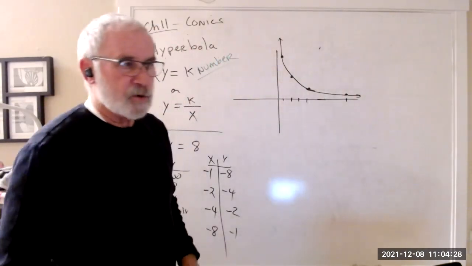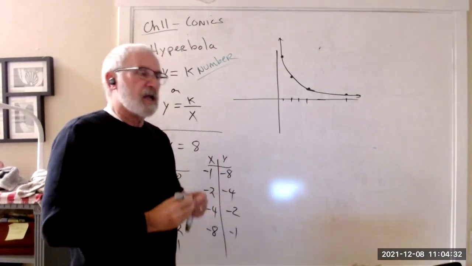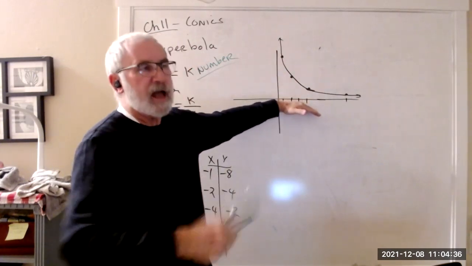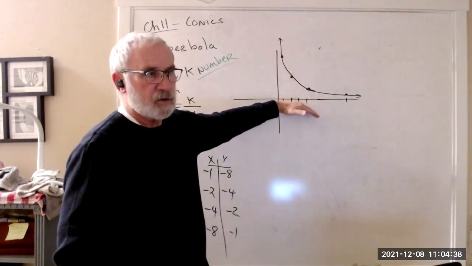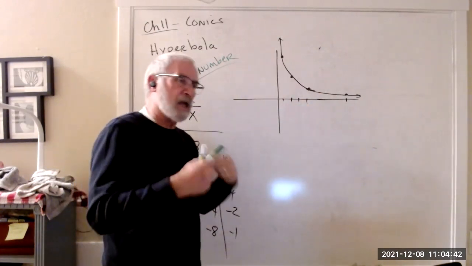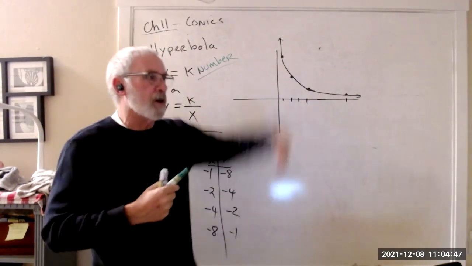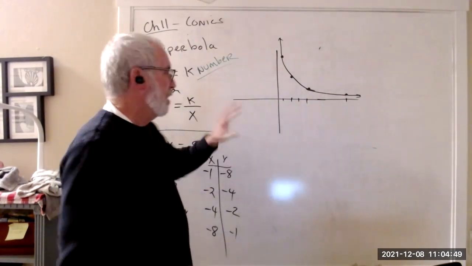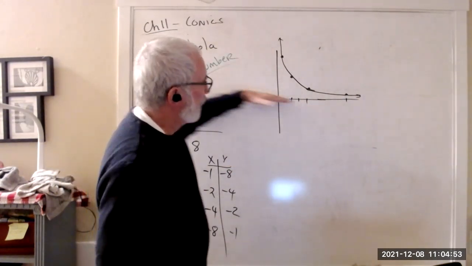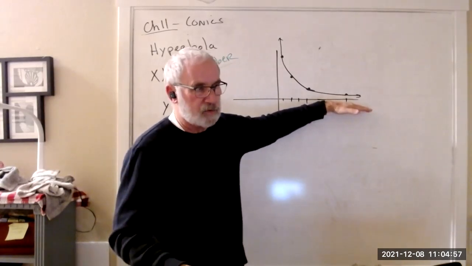The asymptotes, remember on the previous example, we had to draw in our asymptotes, where we went over 1, up 3, and all that kind of nonsense. In this type of hyperbola, the y-axis and the x-axis are their own asymptotes.